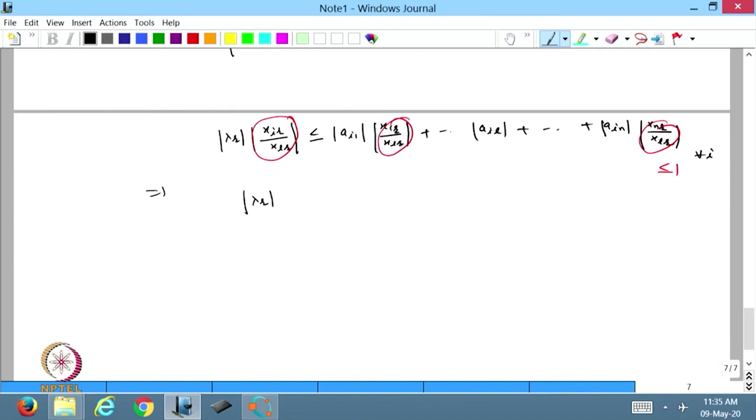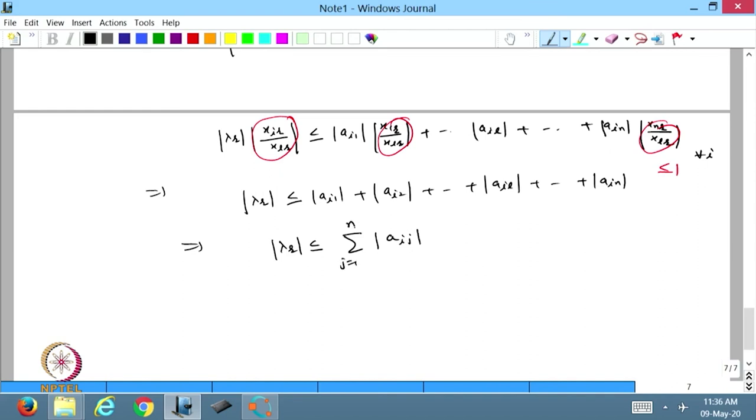Now, from here I can write that this can be written as A I 2, A I L, up to A I N. So, from here I can say that this lambda r is less than or equal to the summation of modulus A I j, where j is moving from 1 to n.